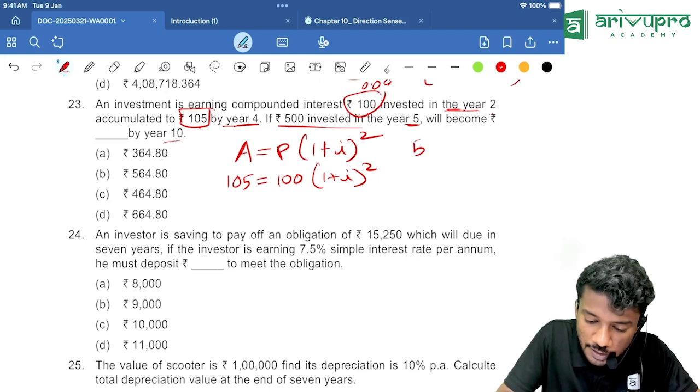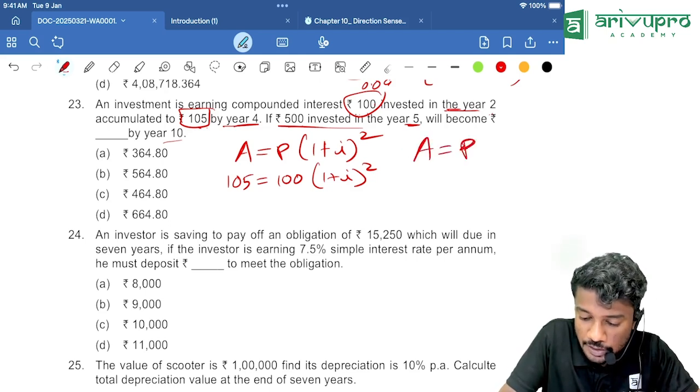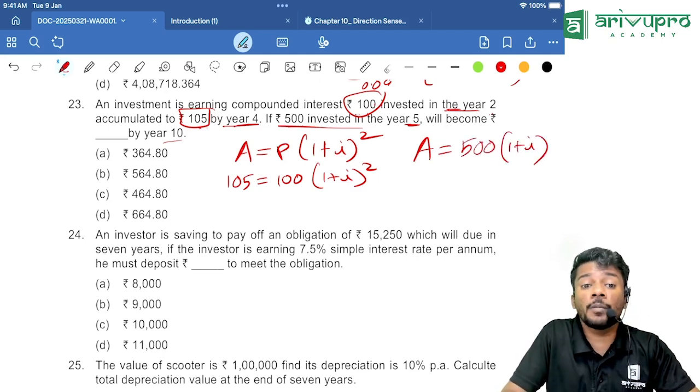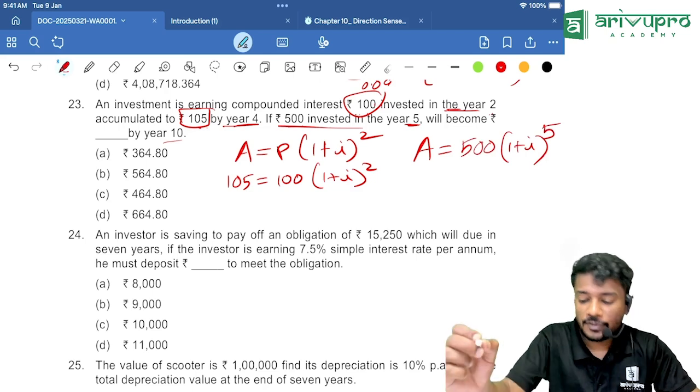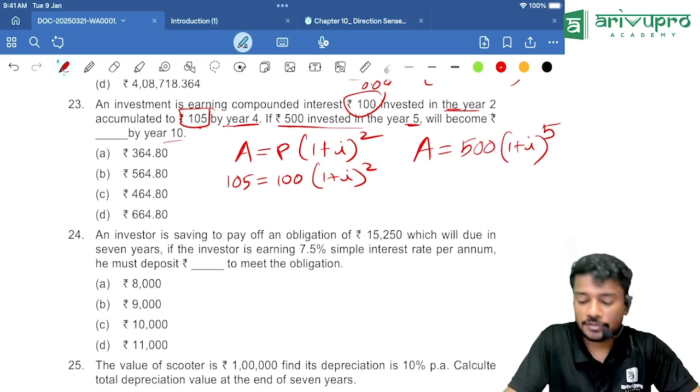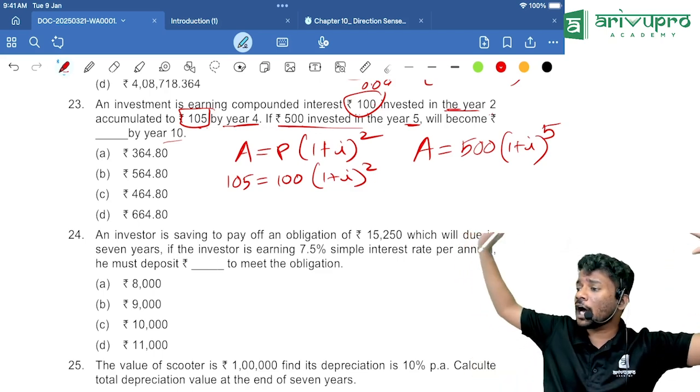So 500. An amount A is there. So P is how much? 500 into (1 plus I) the whole raised to how much? 5. Get me the answer. How will you solve it? As a human, how will you solve it?